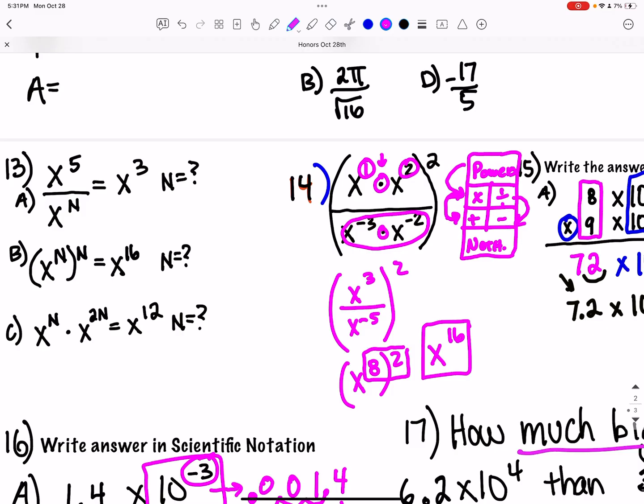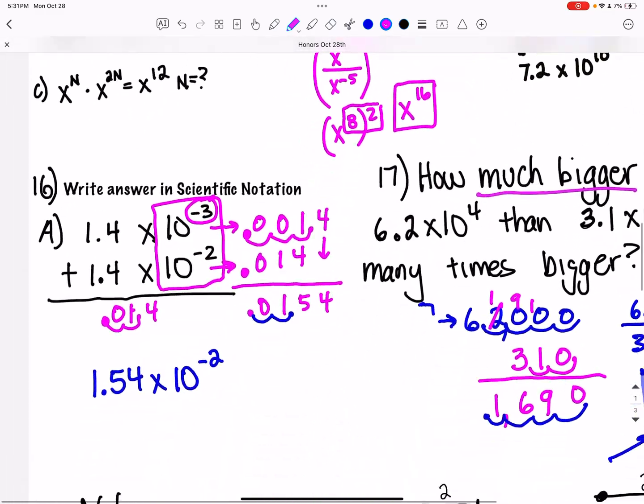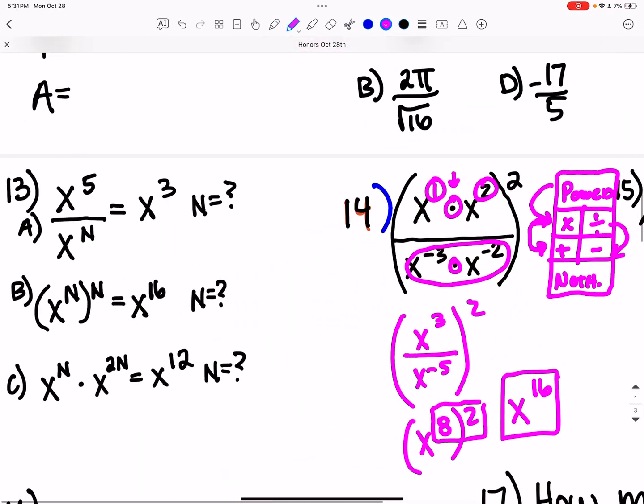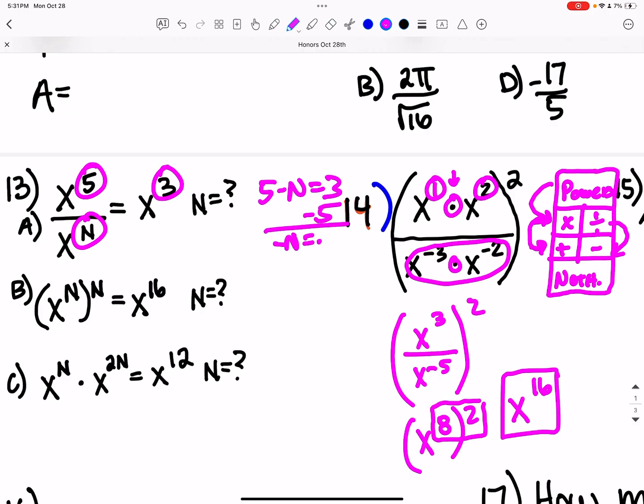Okay, over here, x to the 5th. Where did I just go? Okay, x to the 5th divided by x to the n is x to the 3rd, which means 1 less than division is subtraction. So 5 minus n is 3. And if I minus 5, -n equals -2, n equals 2. So basically, the missing n was 2, right? 5 minus 2 is 3.